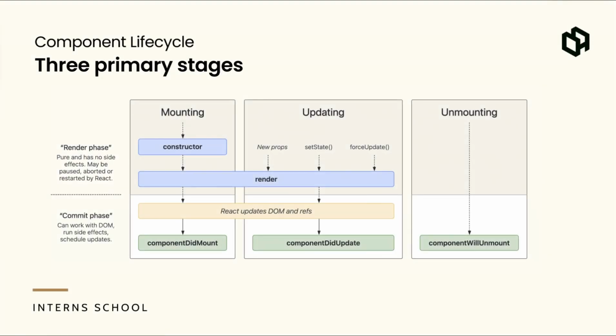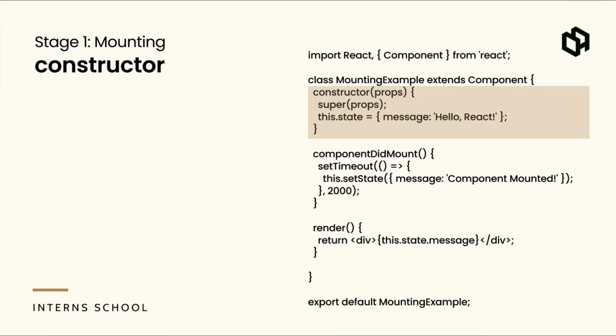It comprises three primary stages: mounting, updating, and unmounting. Stage 1, mounting. This is when a component is created and added to the DOM. It has three essential lifecycle methods associated with this stage. Number 1, constructor. The constructor method is called when a component is first created. It's mainly used for component initialization, such as setting up initial state and binding event handlers.